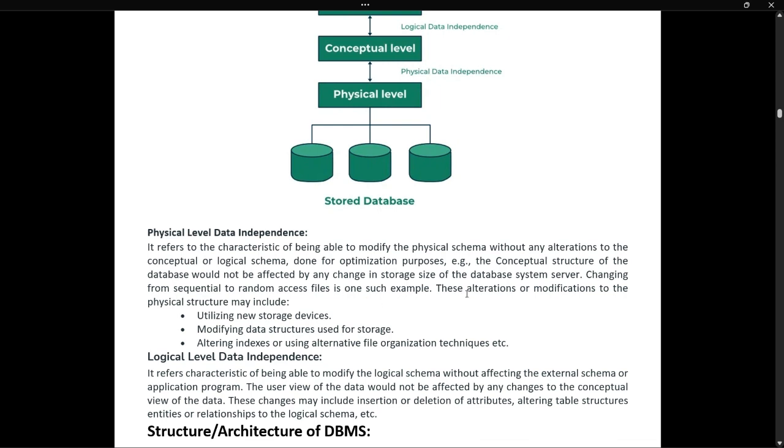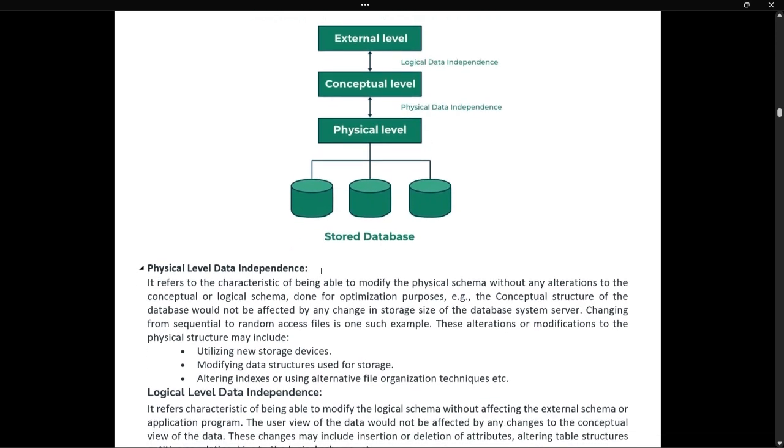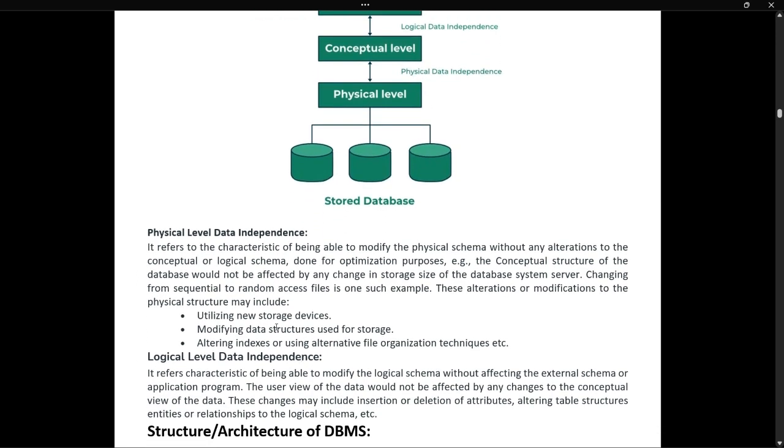In such an example, the alternatives or modifications to physical structure may include utilization of new storage devices, modifying data structures used for storage, alternative indexing. So what type of changes apart from the storage changes? It also keeps track that it may utilize a new storage device. It's also one of the changes. It should not affect the storage related changes.